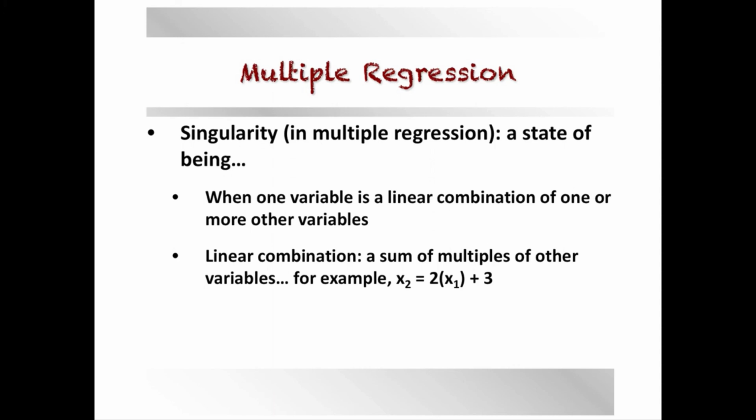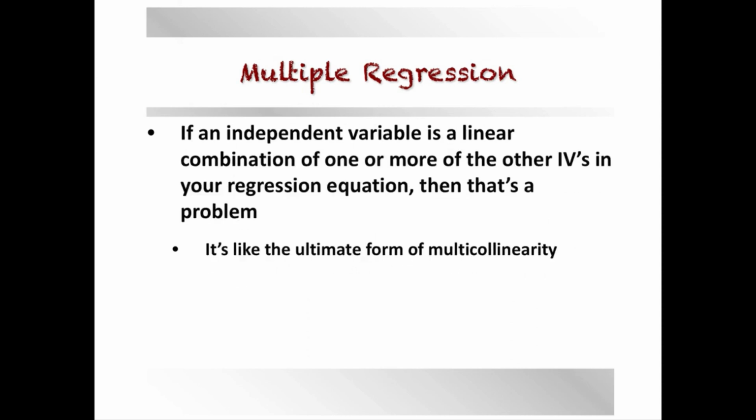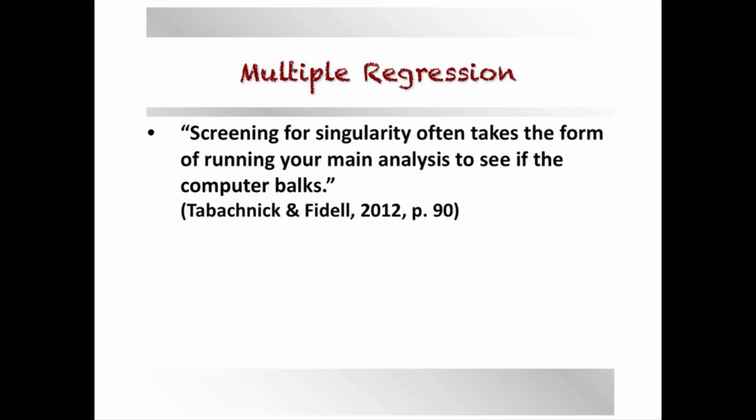It's a linear combination. So it could be an average. It could be, in this case, 2 times x1 plus 3 or whatever. As long as those IVs are related to each other in some sort of linear way by an equation, then SPSS is going to disallow your regression. So this is sort of like the ultimate form of multicollinearity. It's when two variables are not necessarily correlated at 1, or even as strongly as 0.9, but they're correlated so well by linear combination that SPSS will disallow it.